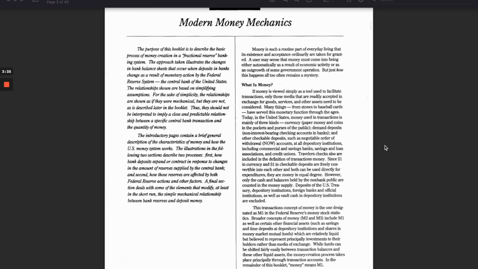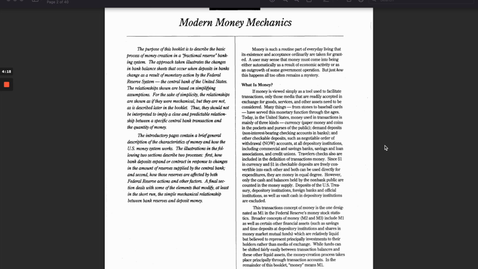However, only the cash and balances held by the non-bank public are counted in the money supply. Deposits of the U.S. Treasury, depository institutions, foreign banks, and official institutions, as well as vault cash in depository institutions, are excluded. This transactions concept of money is the one designated as M1 in the Federal Reserve's money stock statistics. Broader concepts of money, M2 and M3, include M1 as well as certain other financial assets, such as savings and time deposits at depository institutions and shares in money market mutual funds, which are relatively liquid but believed to represent principally investments to their holders rather than media of exchange.